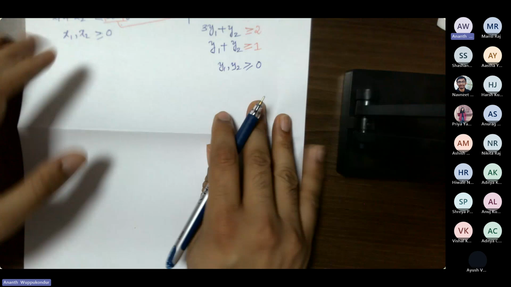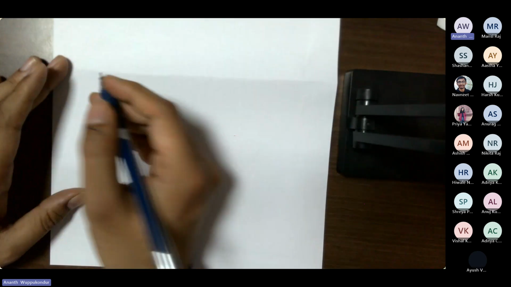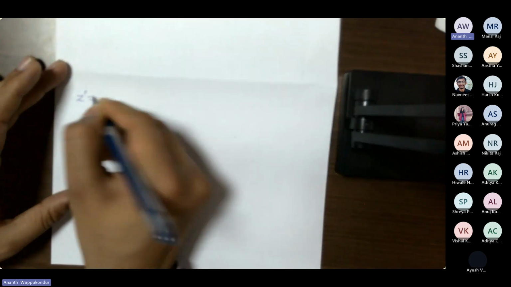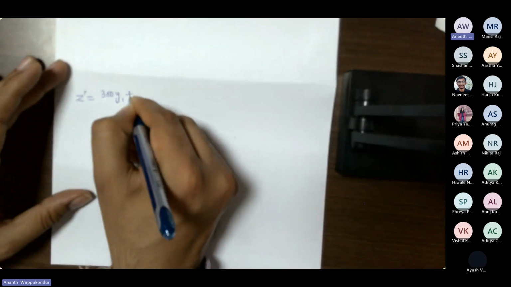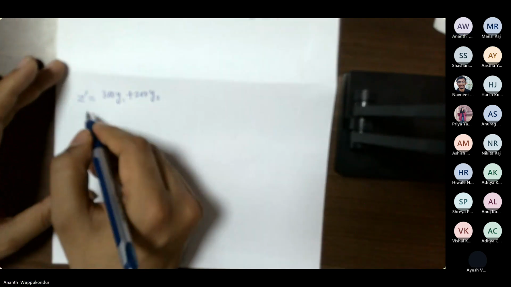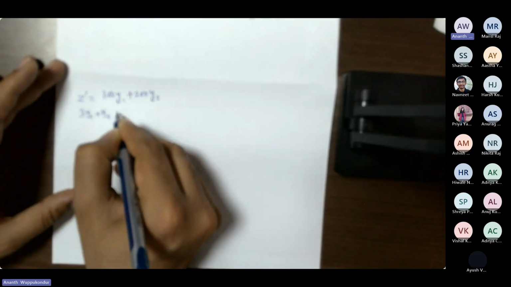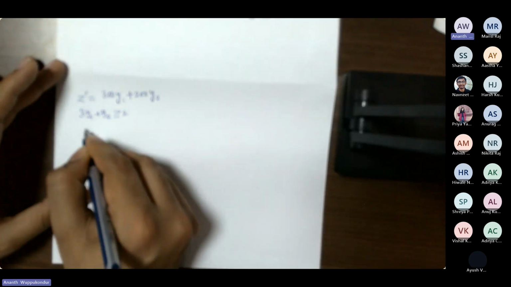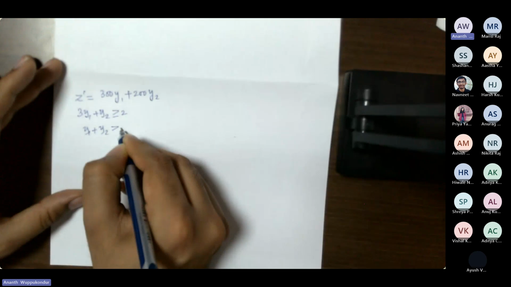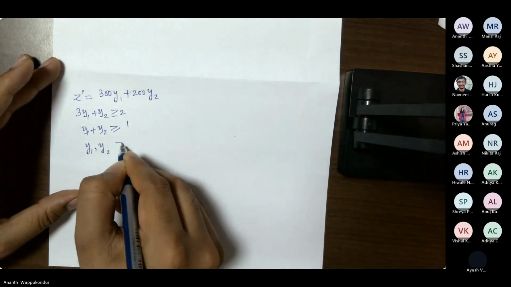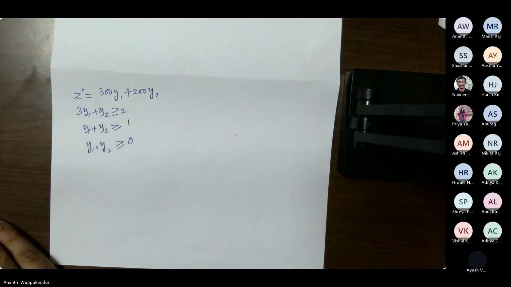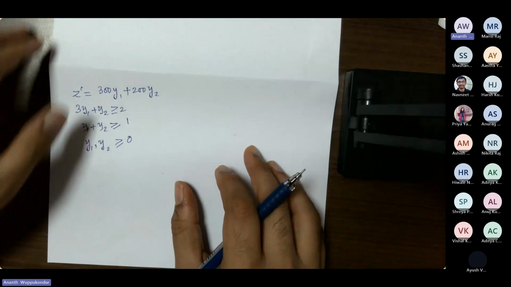So I'm going to write it down again so that we can start the solution process for it. So this is my objective function, which is z prime equals 300y1 plus 200y2. And we have 3y1 plus y2 more than or equal to 2. y1 plus y2 more than or equal to 1. And y1, y2 more than or equal to 0. So this is our objective function and the constraints. So now we have to follow the same simplex procedure and try to obtain the optimal solution for this.